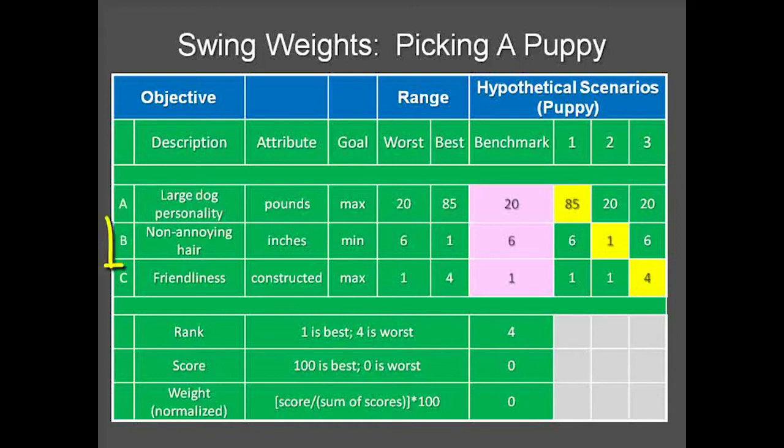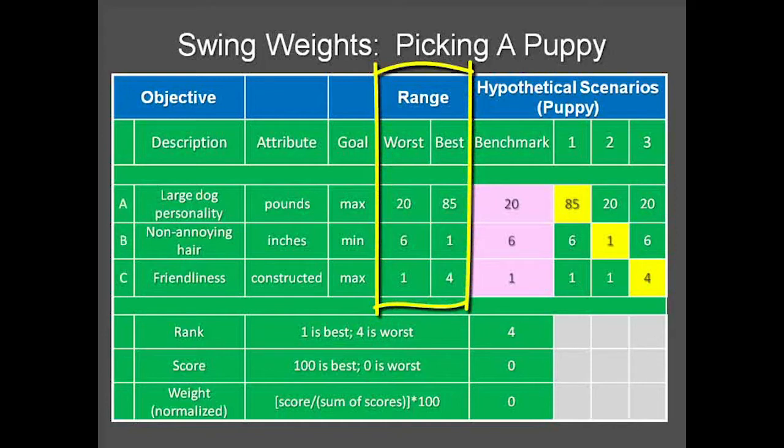So we measure that attribute in terms of the inches of hair that dog would be expected to have. And then we also care about the friendliness of the dog. And so we would maybe in that case use a constructed attribute. In this table, what we see is that we must have a number of different alternatives that we're considering. We don't actually see those alternatives in that table. Instead, what we see is the range, the worst and the best in each case.